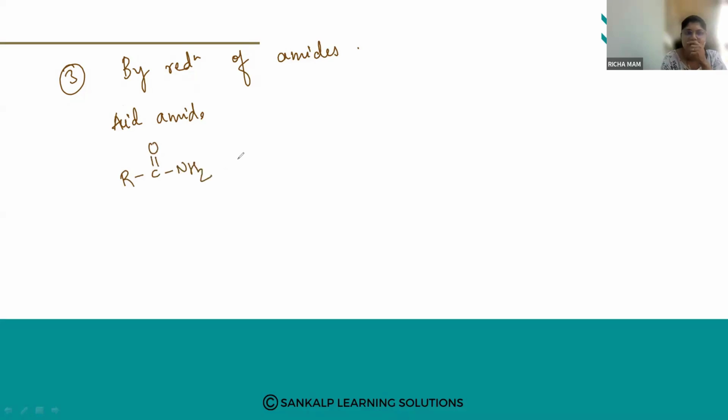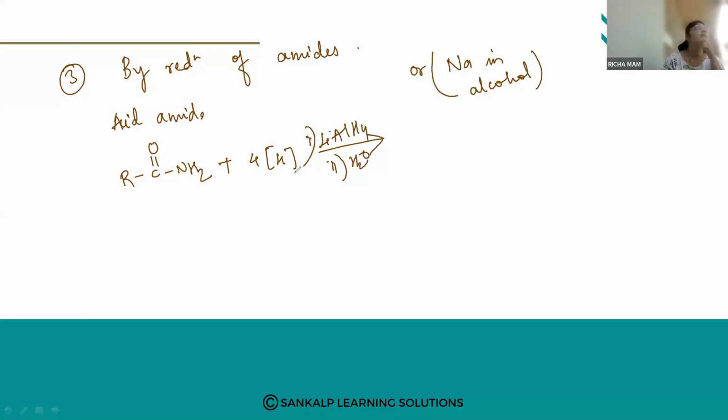With the acid amide, we are again going to do reduction. Reduction means adding of hydrogen. Here we add hydrogen in the presence of lithium aluminum hydride, or you can use sodium in alcohol followed by hydrolysis, which will give you an amine. So this is the reaction.